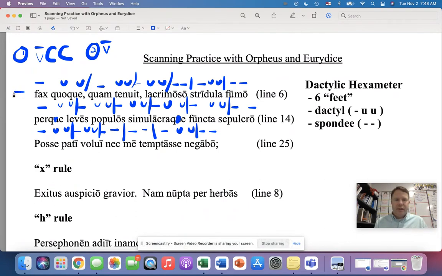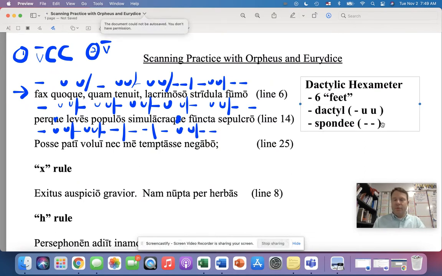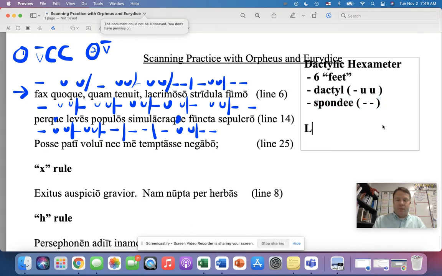The other rule that's kind of a big exception, and I want to go back up to this very first line here, and I want to talk about a couple things. Now, the biggest one is right here. Lacrimoso. Now remember, my rule is that if a vowel, here the A syllable, comes before two consonants, it's long. But look, I've marked this short, and this is for a very common exception. And this is called the liquid L or R rule.